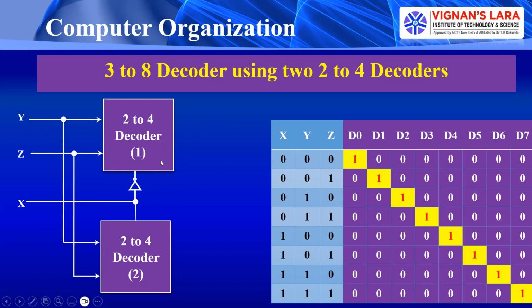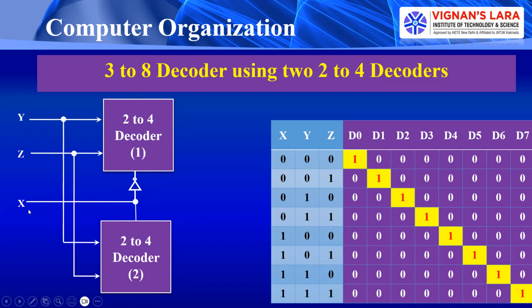See here, friends, this is the first decoder, which is responsible for the outputs D0 to D3. And this is the second decoder, which is responsible for the remaining 4 outputs, that is D4 to D7. For D0 to D3, the X value is equal to 0. See here, X is equal to 0. It passes through a NOT gate and becomes 1. This decoder is active because here we have an enable input E. The same X is applied to this decoder at its enable input. Because of 0, this decoder is not active.